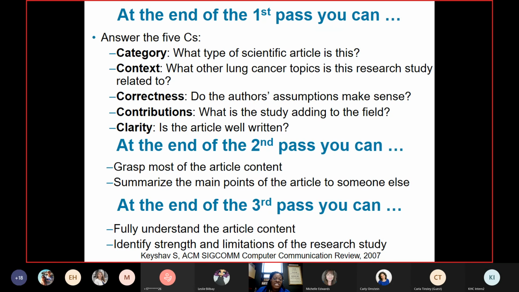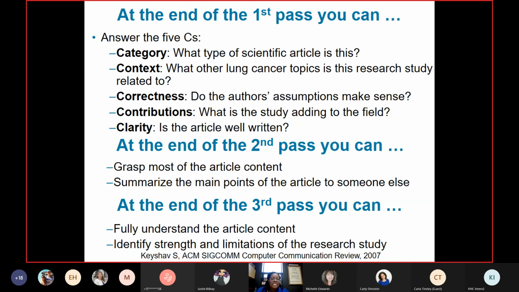So at the end of the first pass, you're going to be able to answer these 5 C's. Okay, so you've got category. That's the type of scientific article this is. And so you already know that. We just talked about these different types of articles. Context. What other lung cancer topics is this research study related to? Third, correctness. Do the authors' assumptions actually make sense? Does it really seem like this is the appropriate type of study to do to answer this question? Contributions. What is the study adding to the field? And clarity. Is it well written?